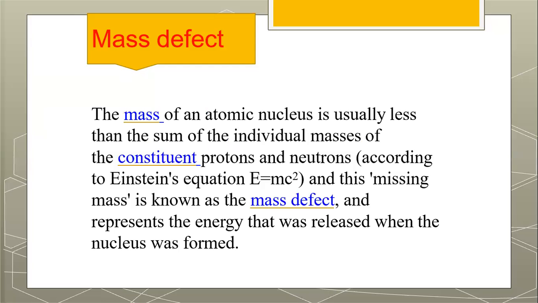Now we will see the mass defect: the mass of an atomic nucleus is always less than the sum of the individual masses of the constituent protons and neutrons. According to the Einstein equation, this missing mass is known as the mass defect, and it represents the energy that was released when the nucleus was formed. Now I will show you this diagram on the whiteboard.